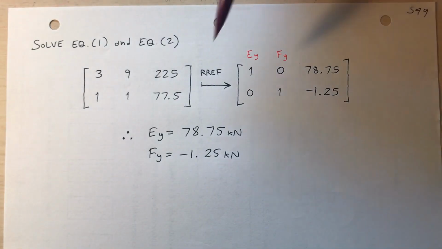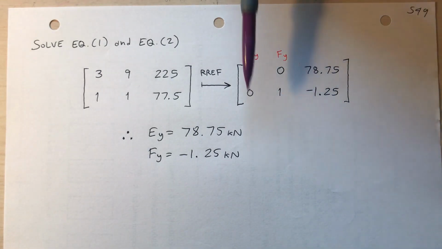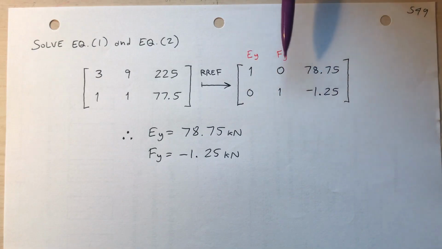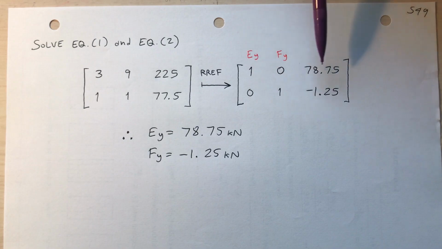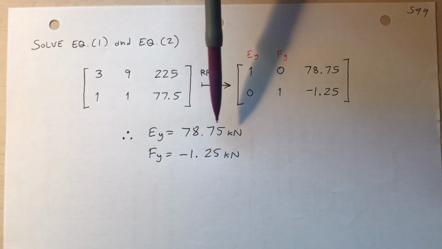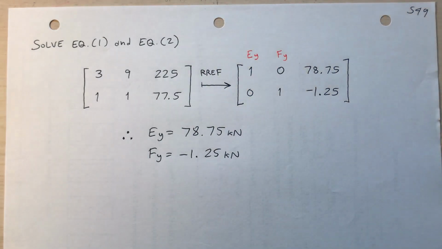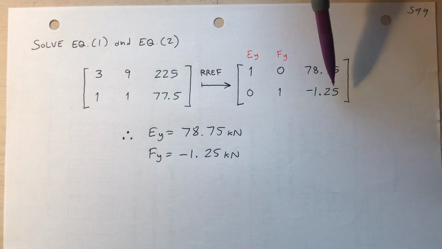Okay, so I take it to reduced row echelon form, and I get this. Now if you remember from linear algebra, the first column represents e sub y, the second column represents f sub y. So reading the first row, it tells me that 1 e sub y is 78.75. That means e sub y is 78.75 kilonewtons. From the second row, 1 f sub y is negative 1.25.